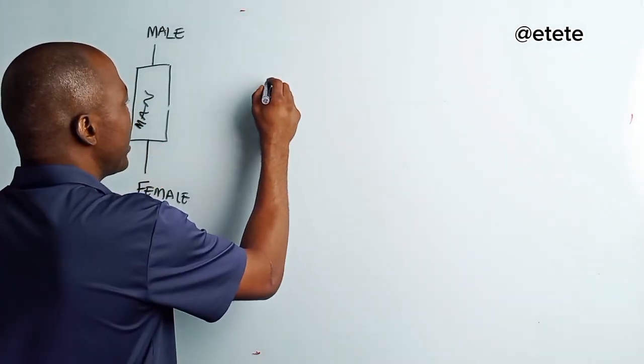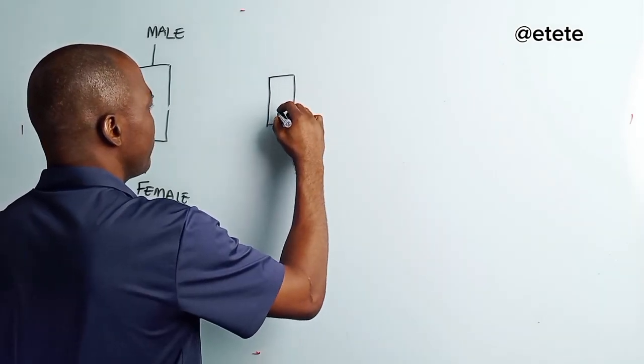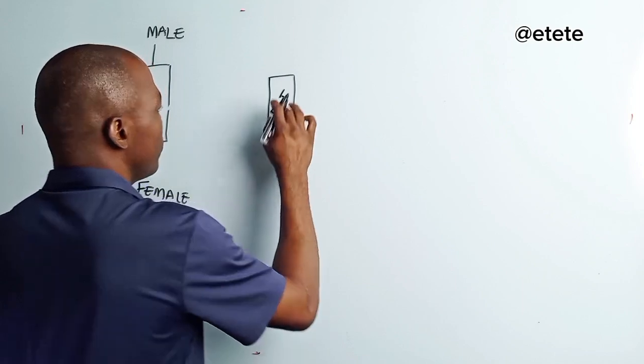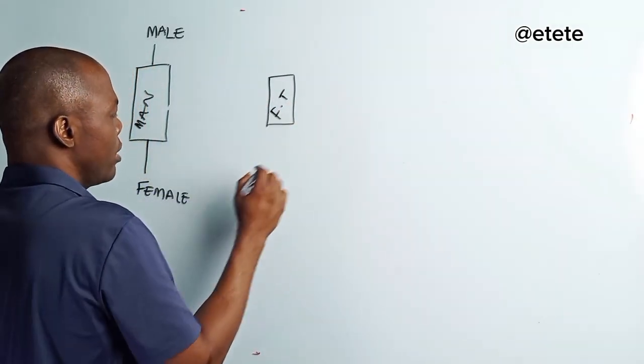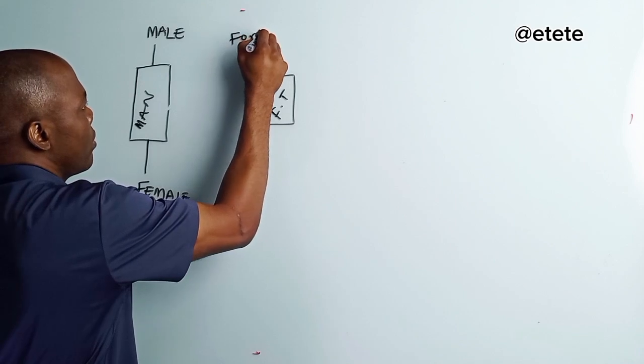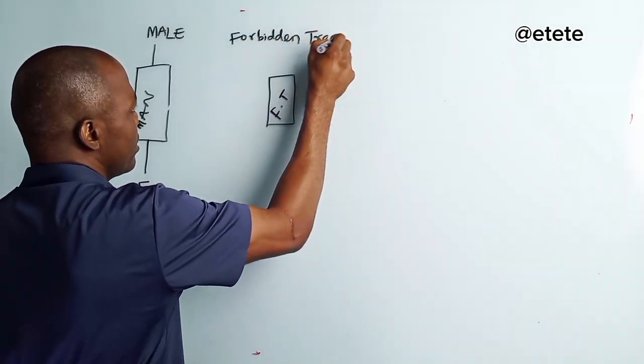Now, on this side, I have, let's call it FT, right? We'll call it FT, which is what? This FT stands for forbidden tree, right?